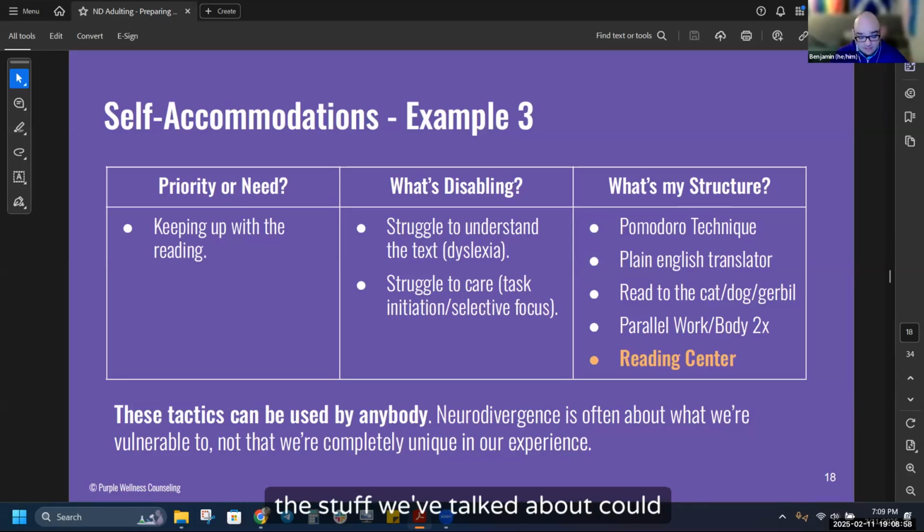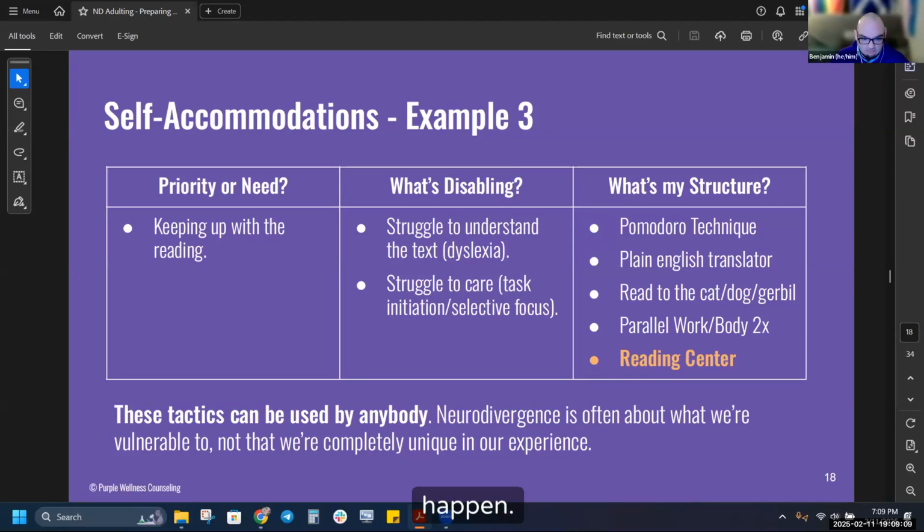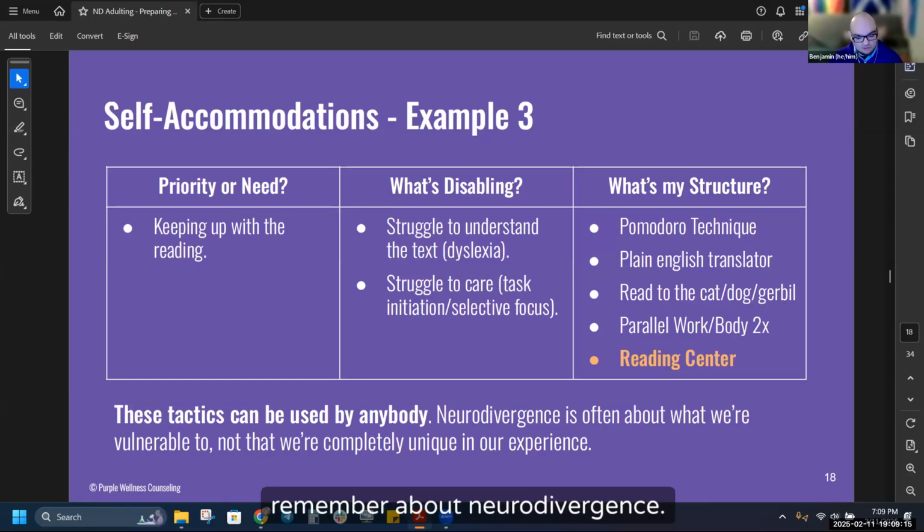It's also important to call out that a lot of the stuff we've talked about could technically be used by anybody, right? Like ADHDers, we're more prone to sleeping through our alarm and struggling with time awareness, but anybody could have that happen. And so these tools could be useful for a lot of people. And I think that's something important to remember about neurodivergence. It is often not that our experience is fundamentally different than somebody else's. It is more about, okay, what are we vulnerable to? Or what are the types of things that we commonly have challenges with, because of the way our brain is structured and functions. So again, we're not completely different from everybody. It's more what are any of us more vulnerable or not vulnerable to?